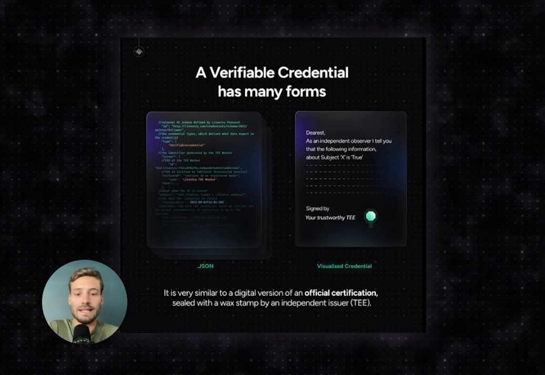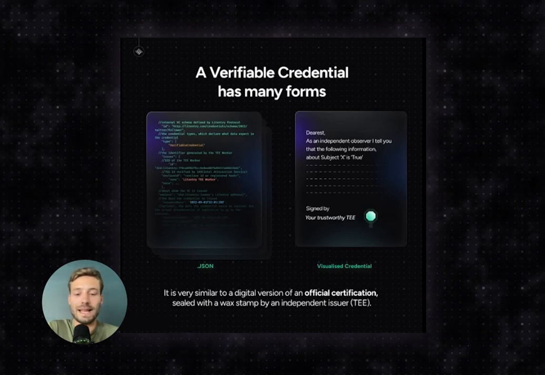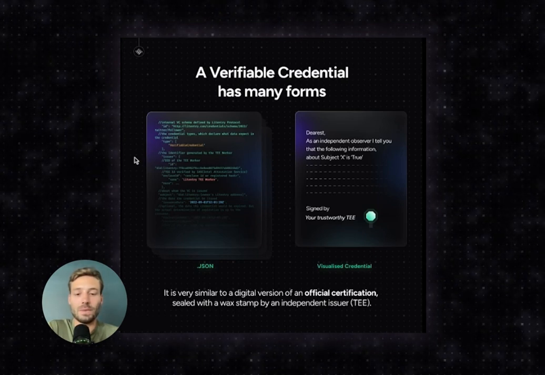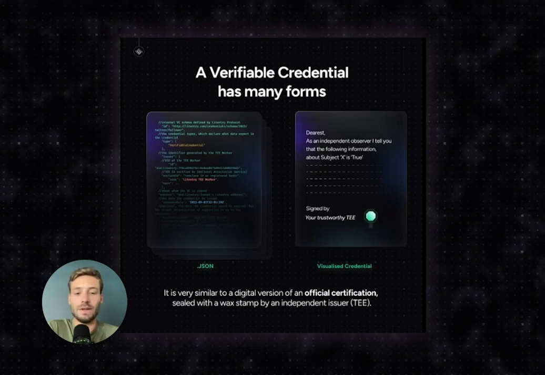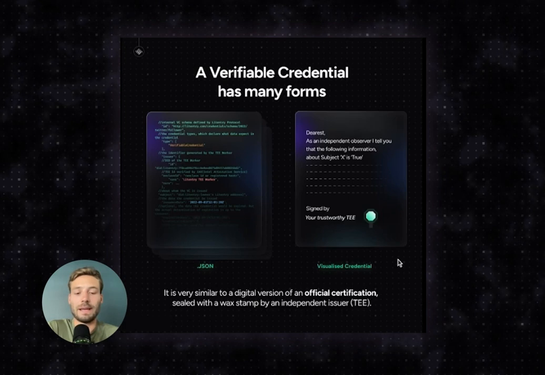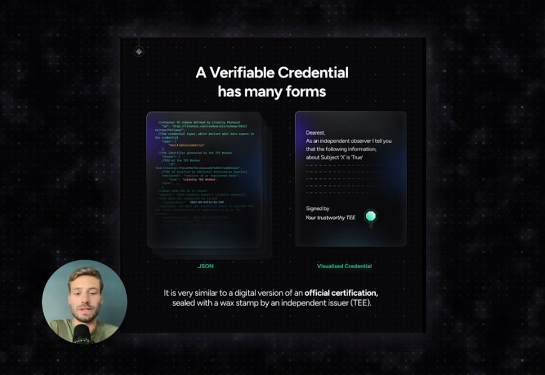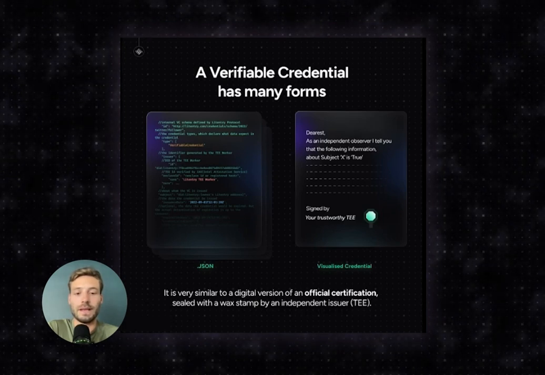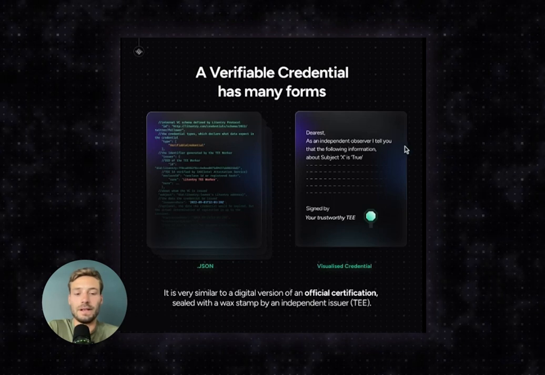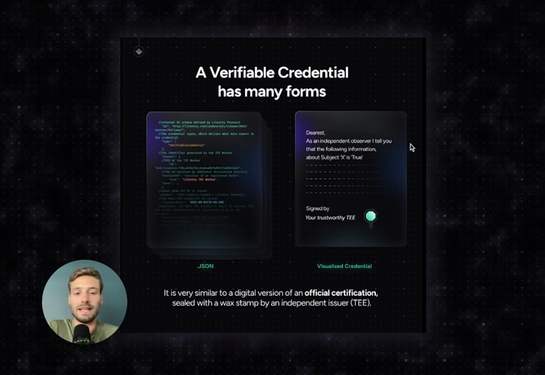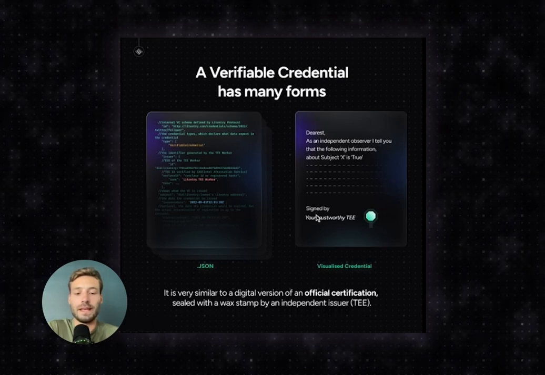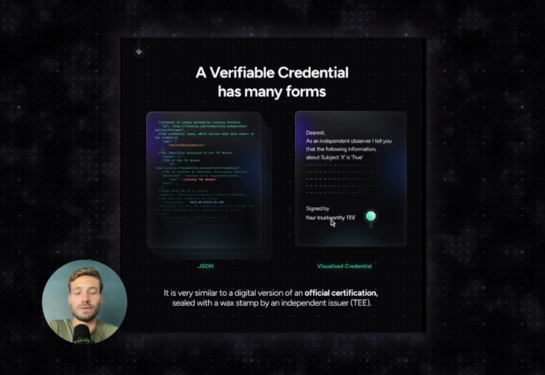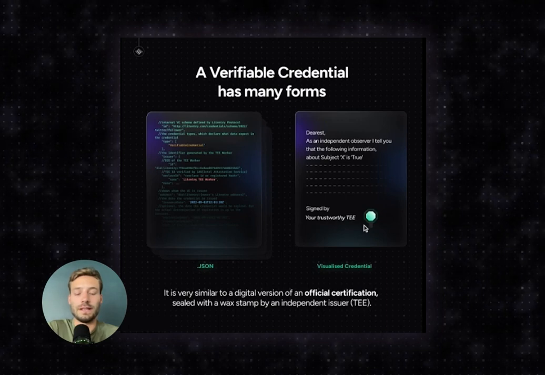You can look at it as if it's sealed with a wax stamp. And this wax stamp, in our case, is a signage of the credential with a private key of the independent issuer or a trusted execution environment. As an independent observer, the trusted execution environment can tell you that the following information about Alex is true. Signed by yours truly, the trustworthy TEE.